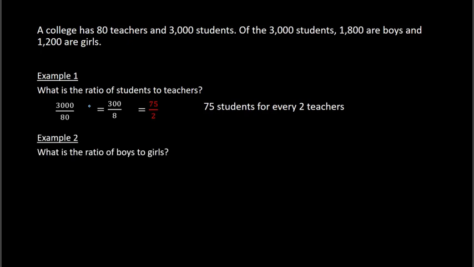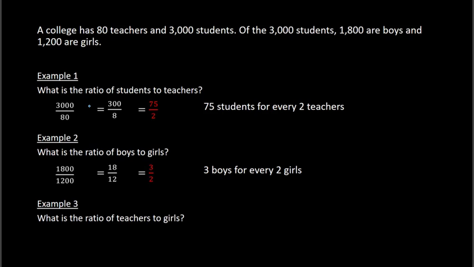Example 2. Given the same illustration, what is the ratio of boys to girls? Well, there are 1,800 boys and 1,200 girls, so the ratio of boys to girls would be 1,800 to 1,200, or 1,800 over 1,200. I can then reduce my ratio, dividing the top and the bottom both by 100, and that's going to give me 18 over 12. And then I can take this further. I can divide the top and the bottom both by 6, which would give me 3 over 2. So what this means is that the ratio of boys to girls is 3 to 2, meaning that there are 3 boys for every 2 girls.